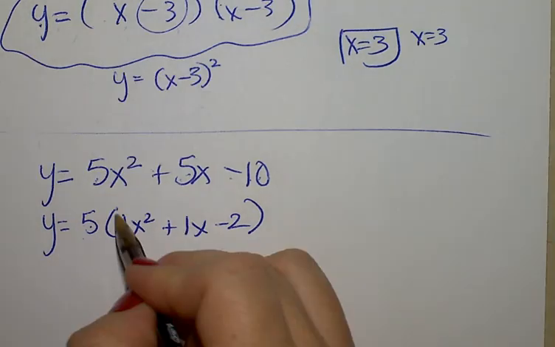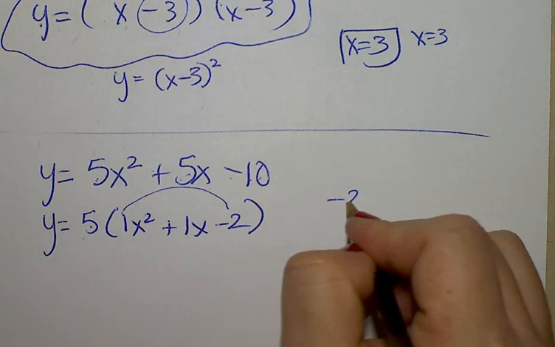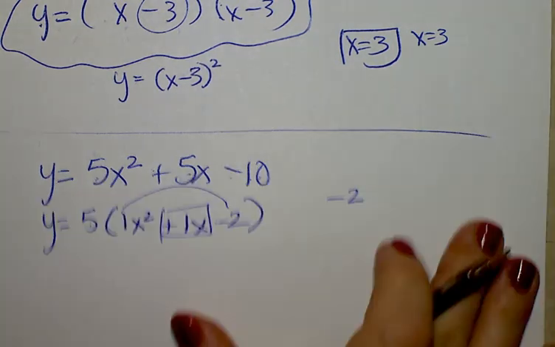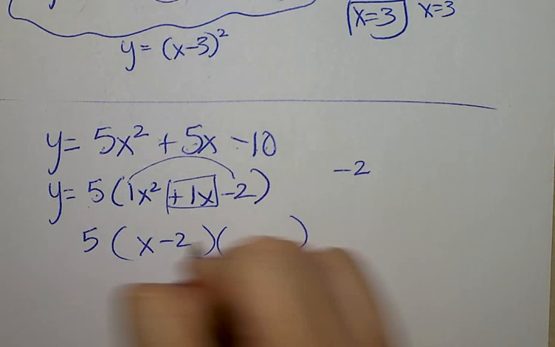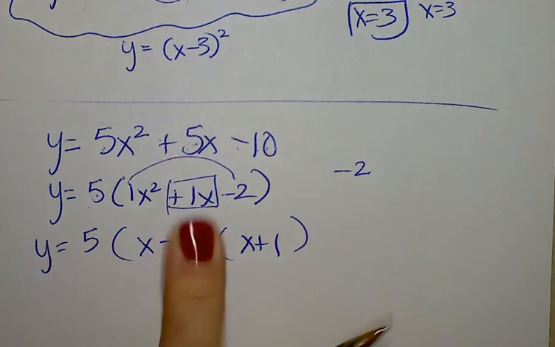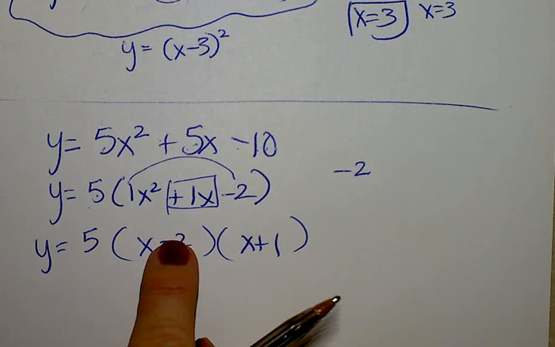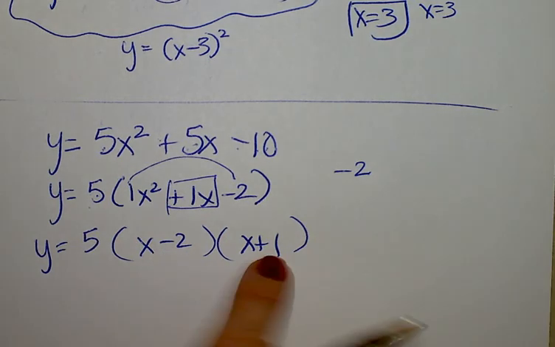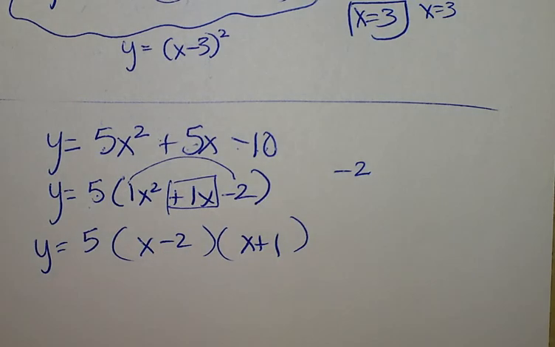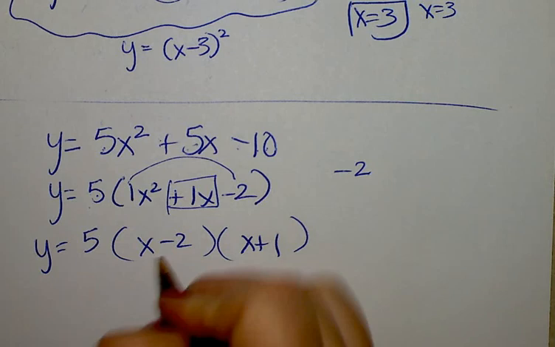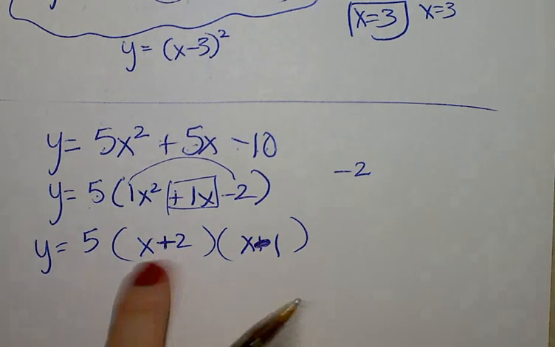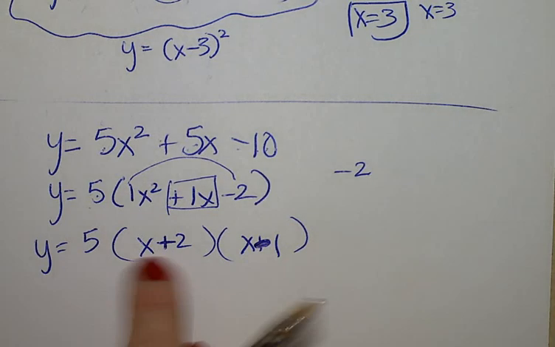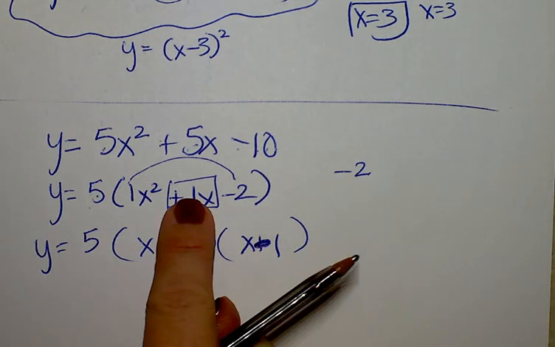Two numbers that multiply to give us a negative 2 and combine to give us 1. What would be those two numbers? Negative 2 and positive 1. Okay, they multiply, but they don't combine to give you a positive 1. Close. Positive 2 and negative 1? Let's try that. They multiply to give you negative 2 and combine to give you 1. Okay, we're good to go.